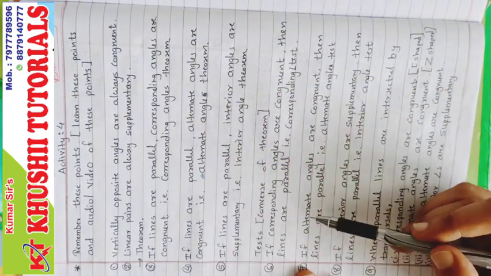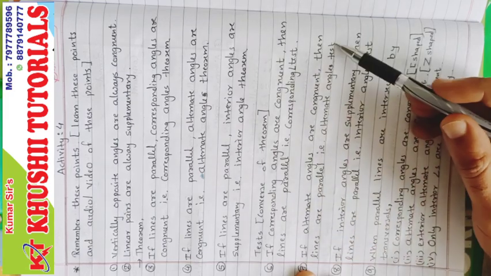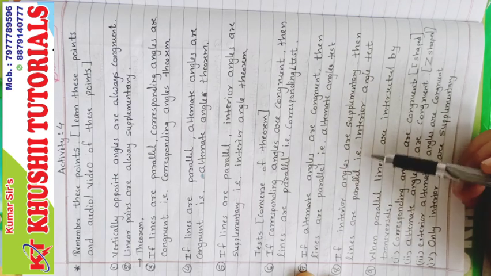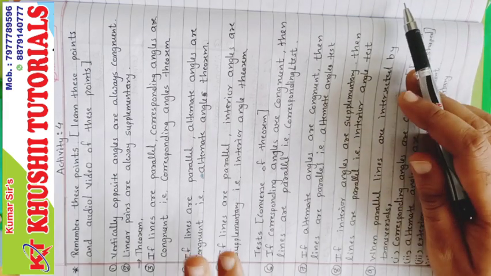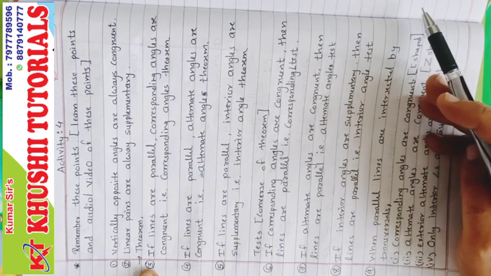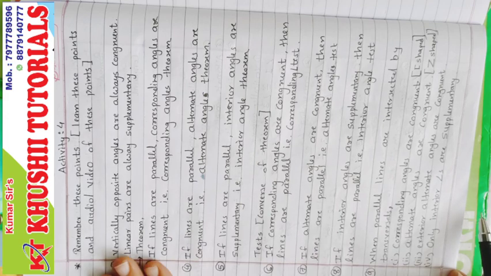Second, if alternate angles are congruent, then lines are parallel. Alternate angle test. If interior angles are supplementary, then lines are parallel. That is the interior angle test. Just by changing the position of if and then in the theorem, we will get the test. And the last is the combination of all this.